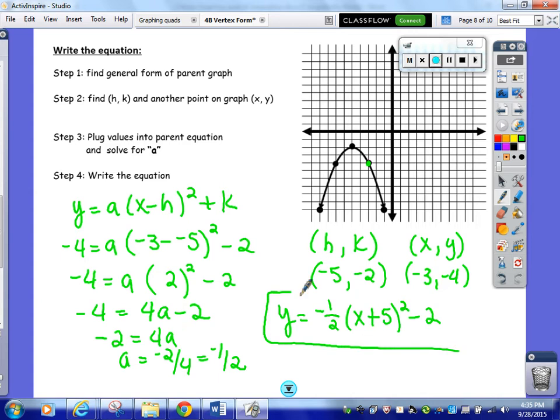There's your equation. You do need to know both methods, okay? Or at least this method. The other method is a shortcut, but everybody needs to be able to do this method because you're going to need this in your future math.